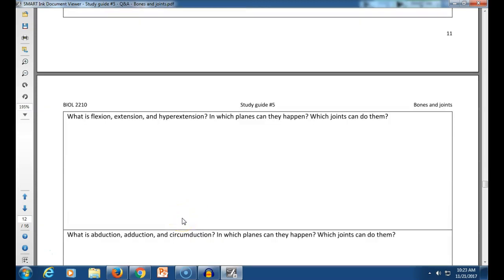Okay, quickly, movements. Gliding. Flexion. Extension. Hyperextension. Flexion, extension, hyperextension. So flexion and extension happen in the sagittal plane. Okay?